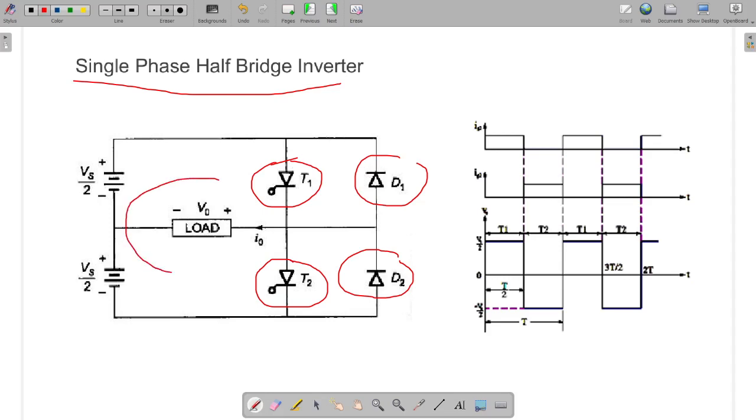Here the load voltage is denoted by V0 and the load current is denoted by I0. This is the source voltage we are giving, Vs by 2 and Vs by 2, combined Vs. This is the DC source input to the inverter circuit. These are the waveforms to understand the operation of the single phase half bridge inverter.